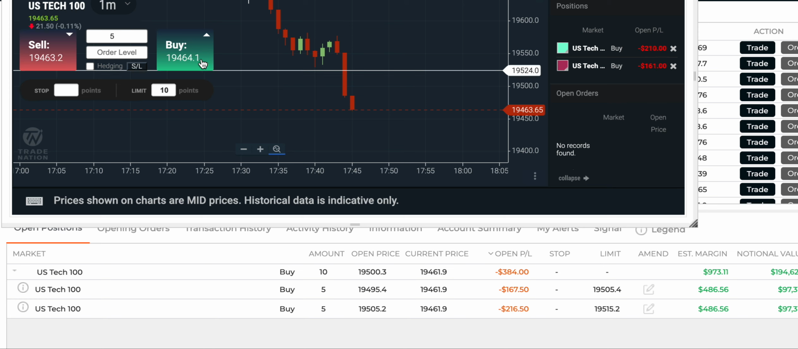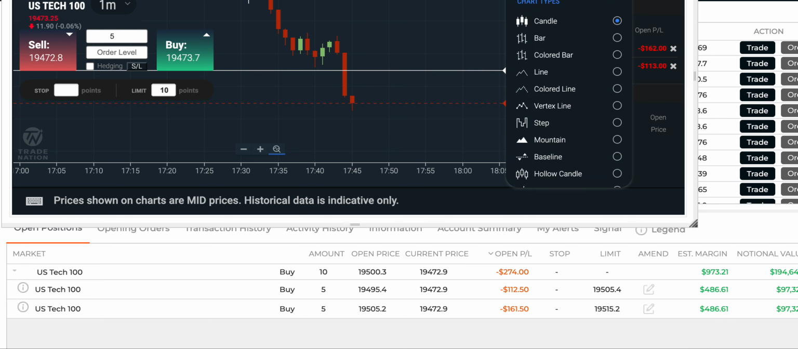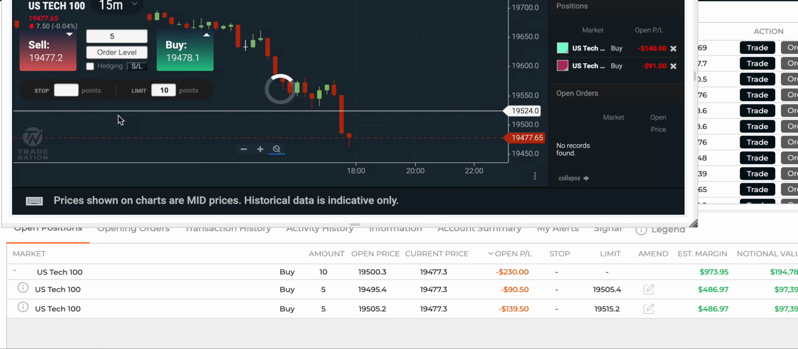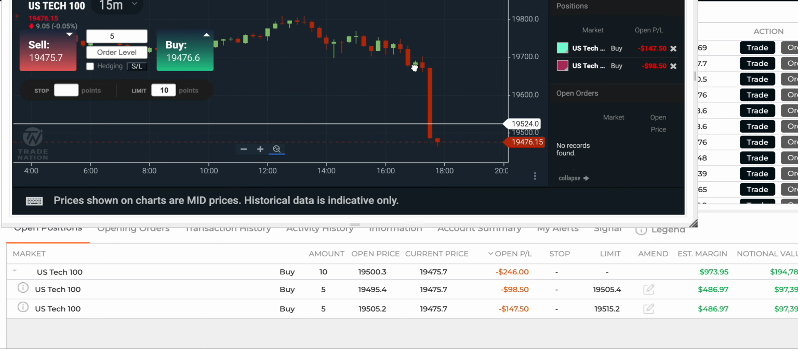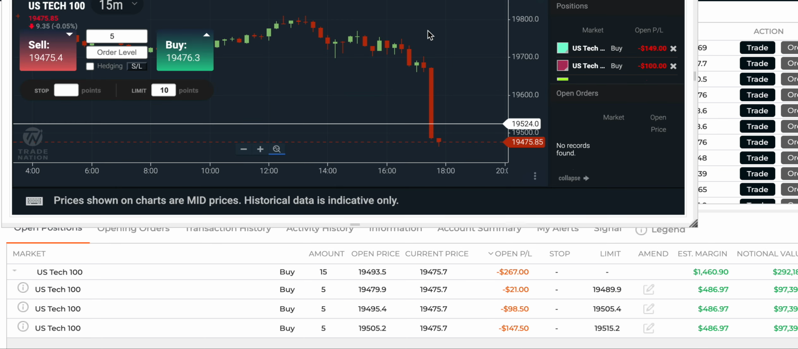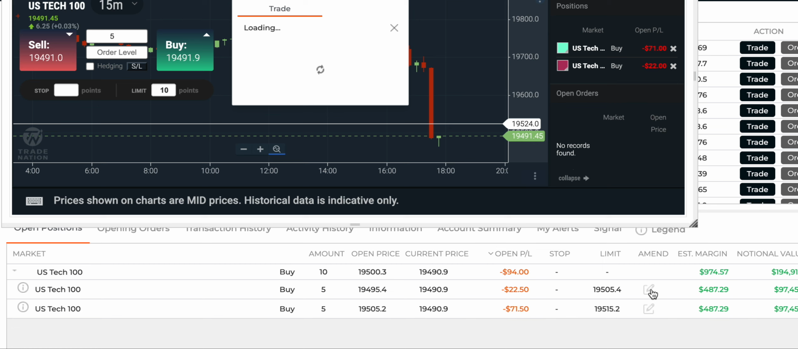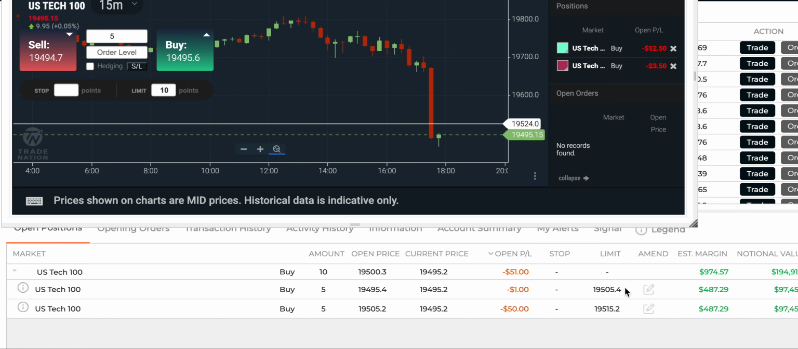Okay, so I'm going to go with the bigger trade. Not bigger, but I'm going to add here to this. Let's see. 1 minute. I want to just do 15 minutes now. Yeah, so I'm going to go buy here. Okay, so that's it. 15 contracts, and I'm going to change the limits. Okay, well that one got closed with $75, and we're back here to this now.